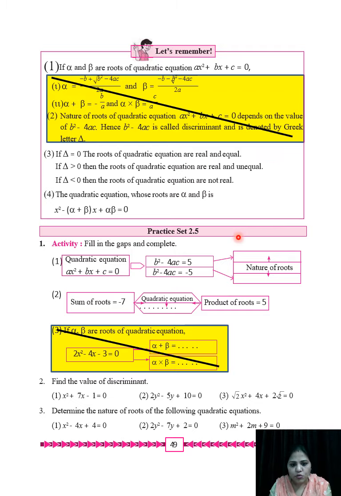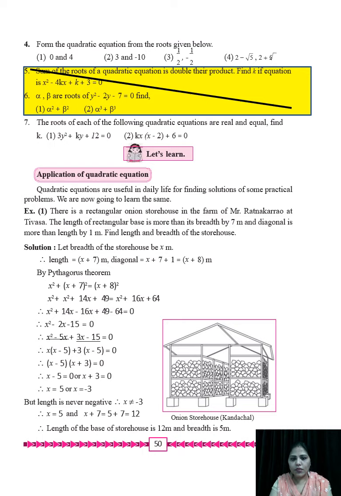And from practice set 2.5, question number 1, the third sub question is not there. It was related with alpha plus beta and alpha into beta. So as that part is cancelled, this is also cancelled now. So mark this too. Now see here on page number 50, the fifth and sixth sum is also cancelled.